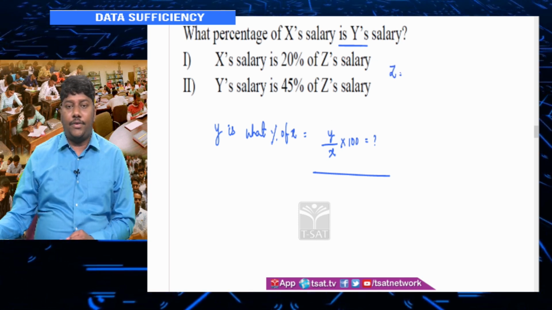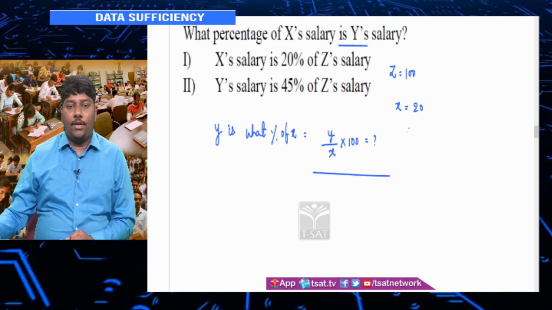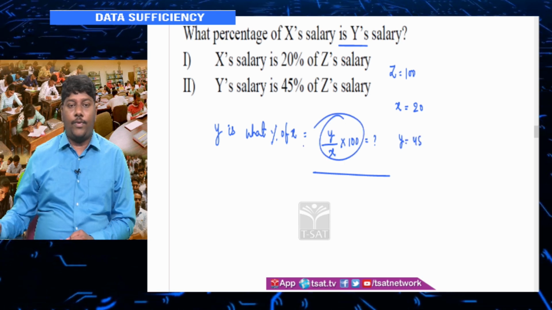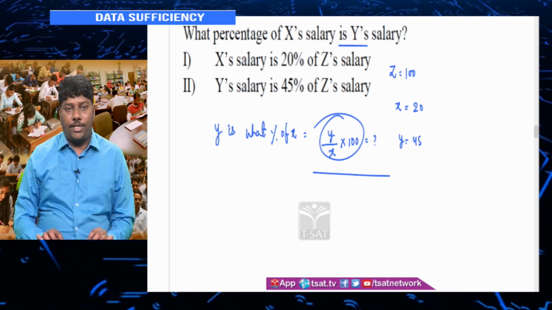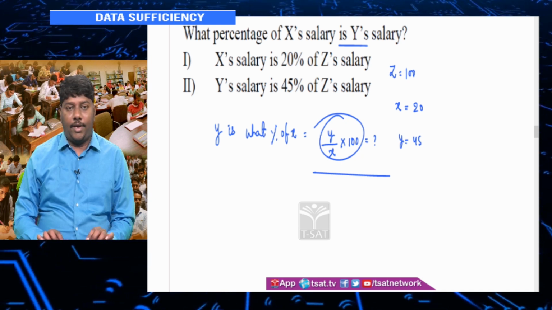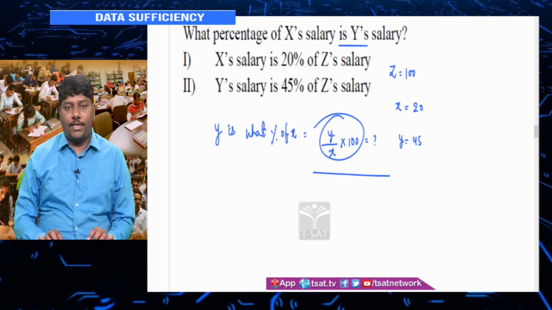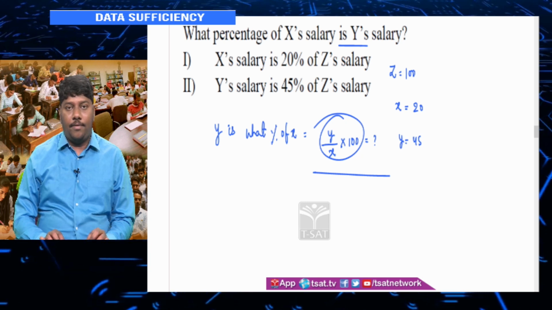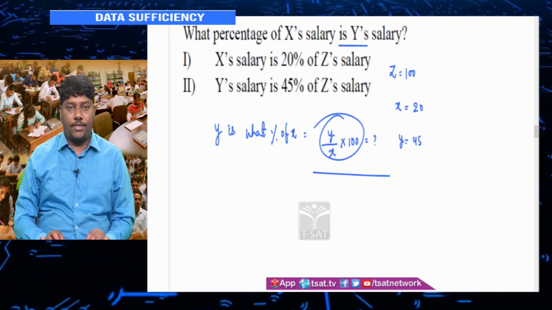When I take Z equal to 100 for a second, then X is 20% of Z, meaning 20. Y is 45% of Z, then it is 45. Now I get the value Y by X into 100. Whatever it may be, when you know the relation between X and Y, you can find it. By using Z, by combining statements 1 and 2, you can actually answer the question. Therefore it is again option D.